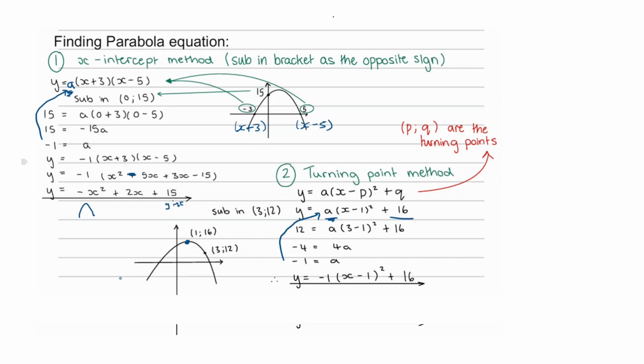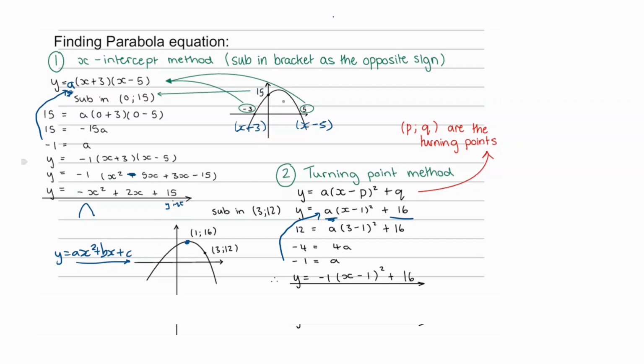If, as a trick question kind of, they give you this picture at the bottom here and they say, give your answer in this form, it's tempting to think that you need to use the x-intercept method because it looks like that. Please don't do that. Whatever they give you, use that form. So if they give you a turning point, use the turning point method. But then once you get to your answer, all you do is literally times this bracket out, times the minus 1 in, add the 16 in, and you'll end up with a trinomial.